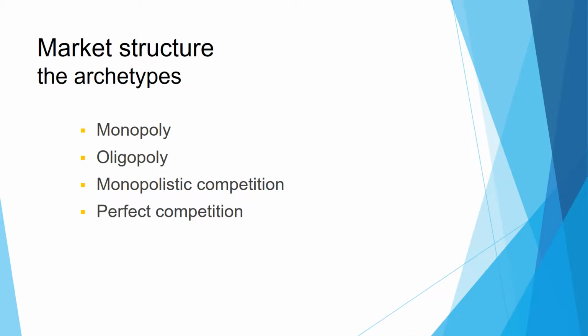All right, so here are four market structure types, starting with monopoly, oligopoly, monopolistic competition, and perfect competition. Now this is in the increasing order of competition. In monopoly, there is little or absolutely no competition. In oligopoly, there are a few suppliers that are selling a product. Oligopoly is basically oli, which is a few, and poly is selling. So few sellers selling a similar product.